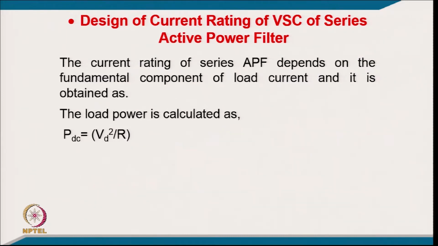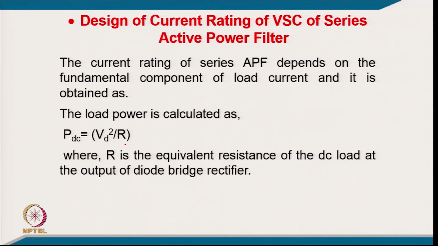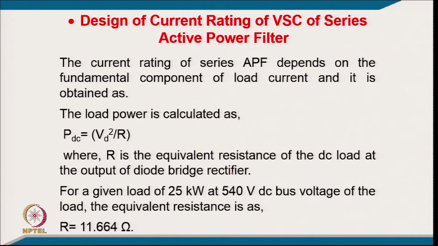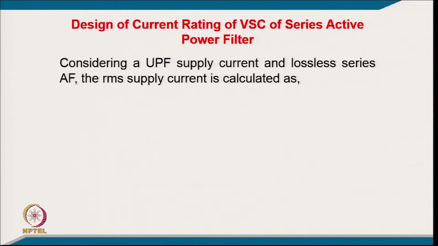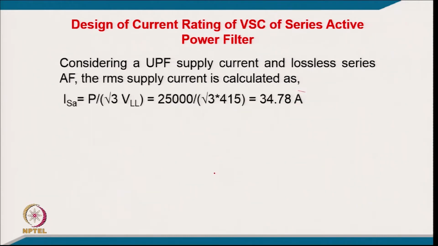It is calculated as VD square by R, that is PD, where R is the equivalent resistance of the DC load at the output of the diode bridge rectifier. For a given load of 25 kW at 540 volt DC bus voltage, the equivalent resistance you can calculate is 11.664 ohm. And considering unity power factor, supply current and lossless series active filter, the RMS current is calculated from ISA equal to P divided by root 3 VLL, that is 25 kW divided by root 3 into 415.